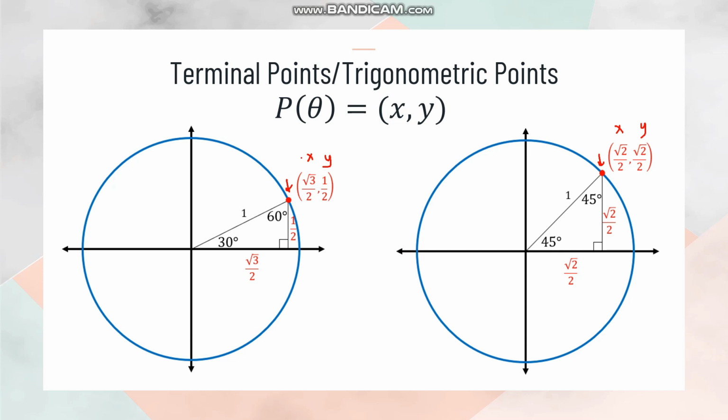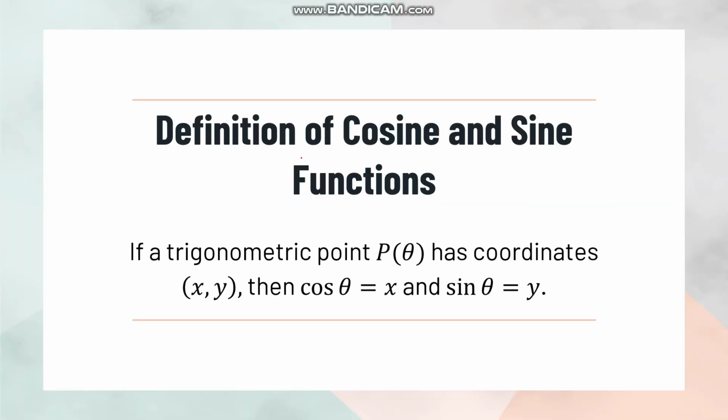Now, how are these points related to the trigonometric functions? We can actually use the coordinates of the terminal points in order to identify the different trigonometric ratios. If a trigonometric point P of theta has coordinates x, y, then the cosine of theta is equal to x and sine of theta is equal to y.